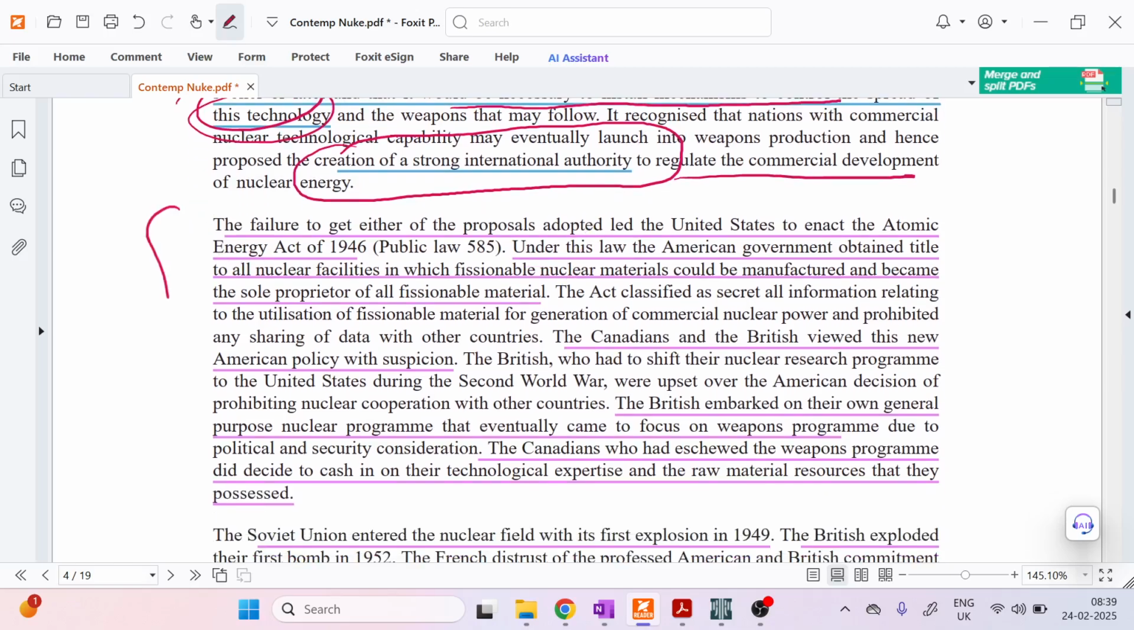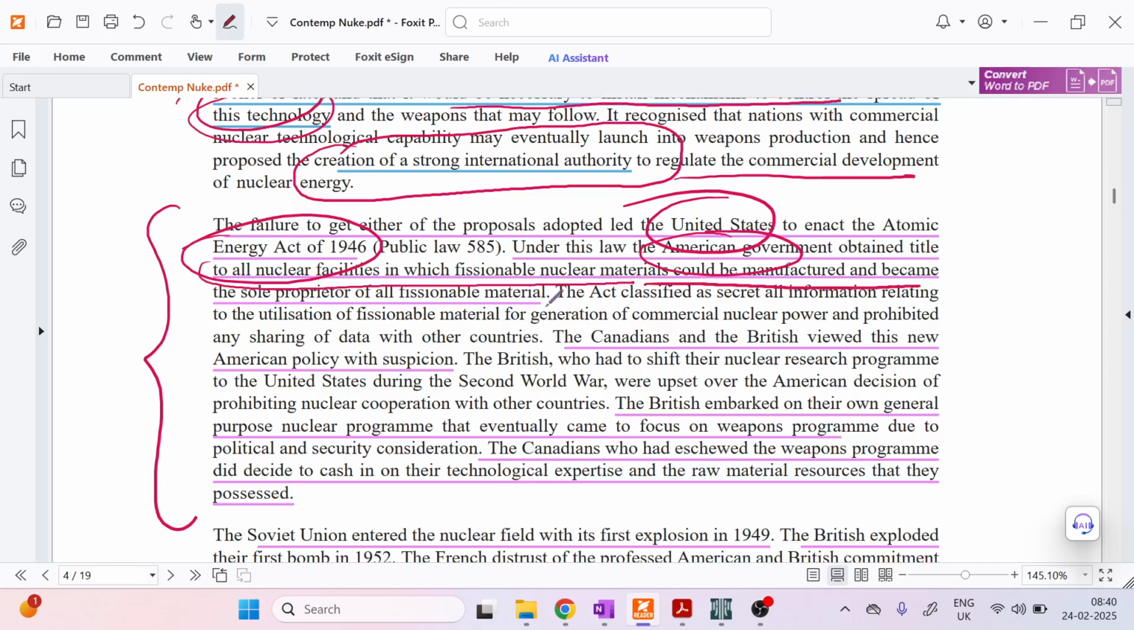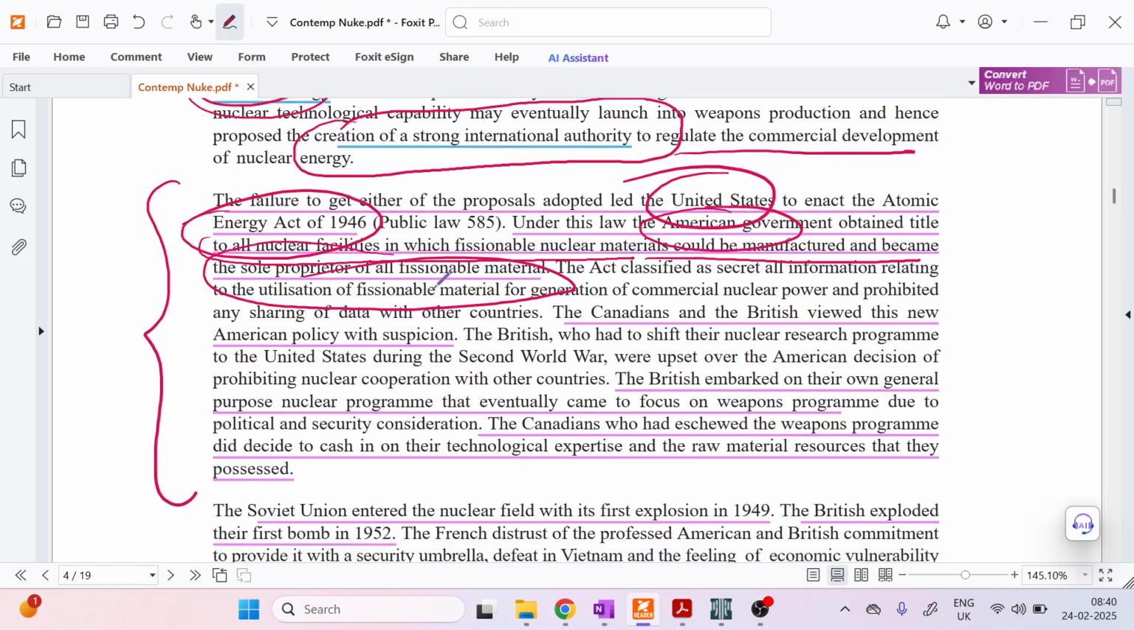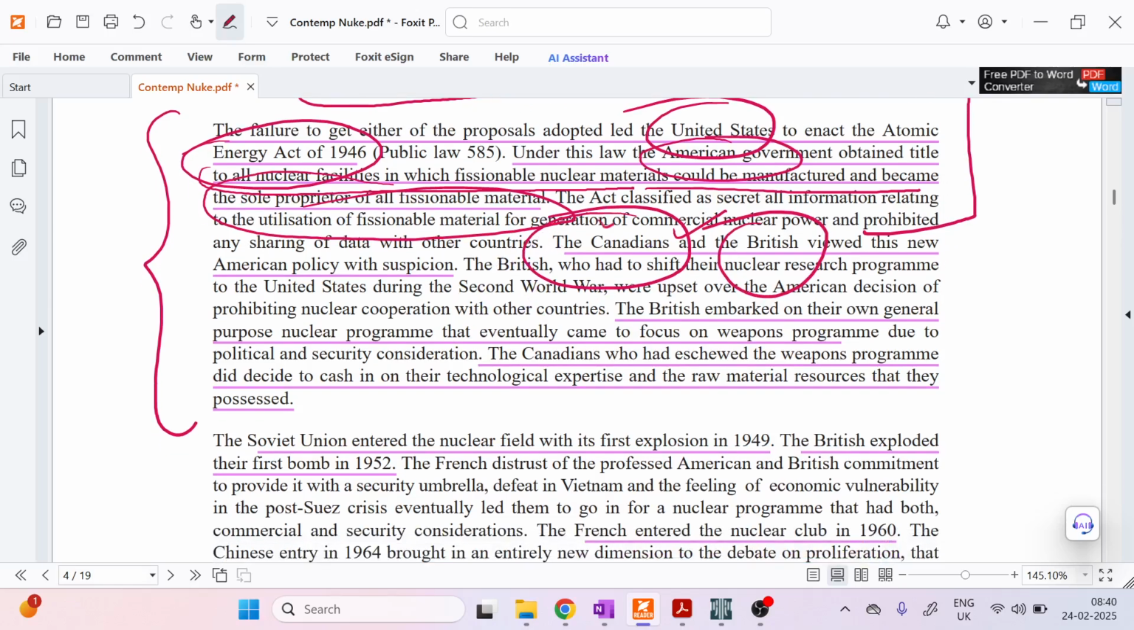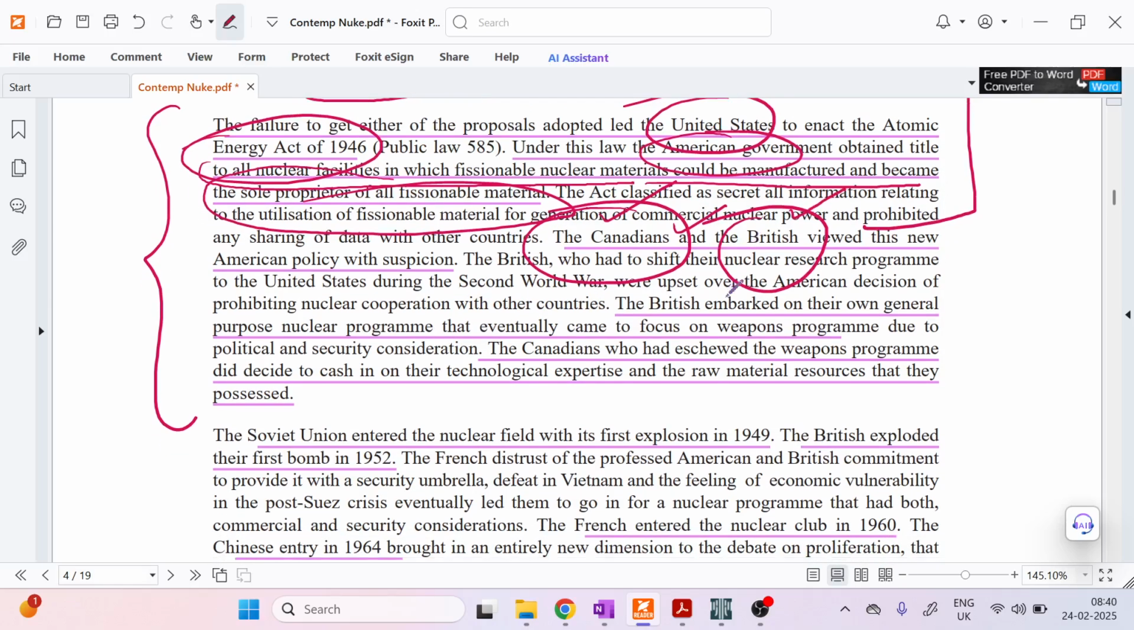energy. So when this proposal could not get through via the United Nations, the US enacted the Atomic Energy Act of 1946, in which the American government obtained title to all nuclear facilities in which fissionable nuclear material could be manufactured, and by this act, the US became sole proprietor of all fissionable material. So this monopoly, this strict control, was viewed with skepticism by the Anglo-Saxon partners such as the Canadians and the British. So they started their own nuclear development program.